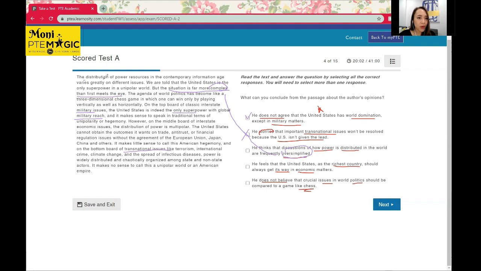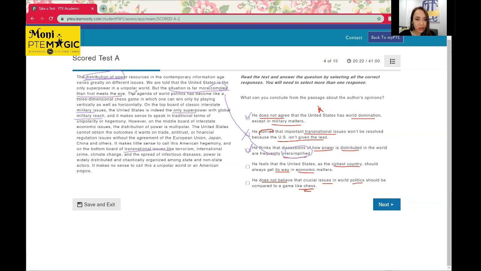Yeah, the distribution of power. Can you see it here? Distribution of power, and the situation is complex. It means that how this power is distributed is actually oversimplified. Okay, this is correct.